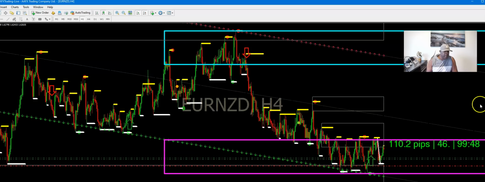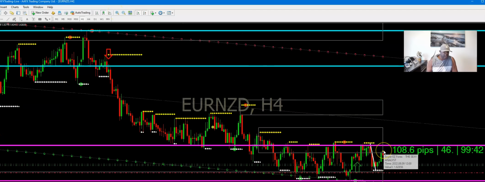See, but even the 4 hour, now you can see it. See how you can see it? There's the dot telling you resistance. Here was support. Here was resistance. That's my exit strategy. So what am I going to do?